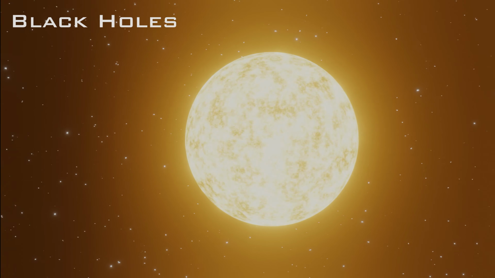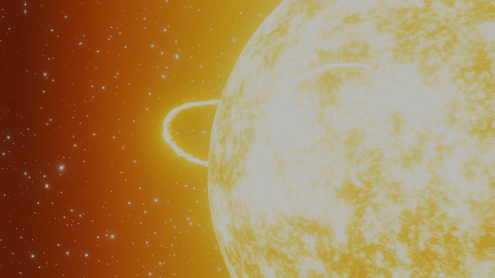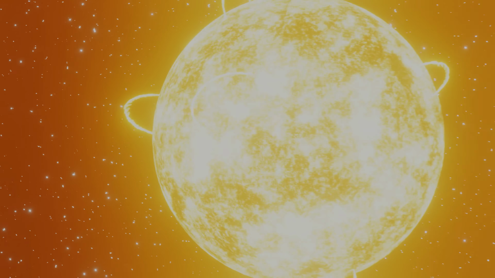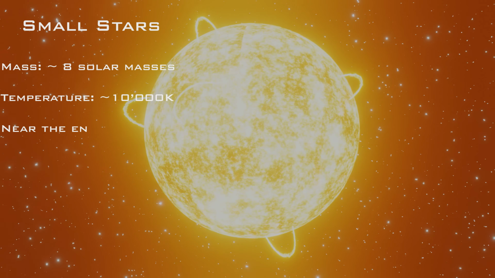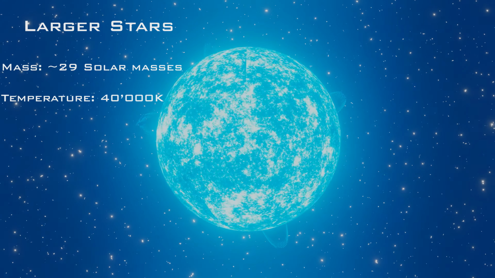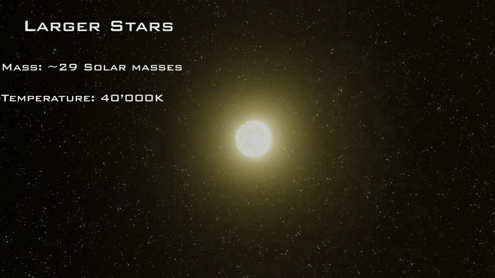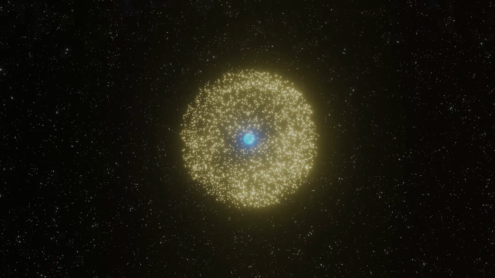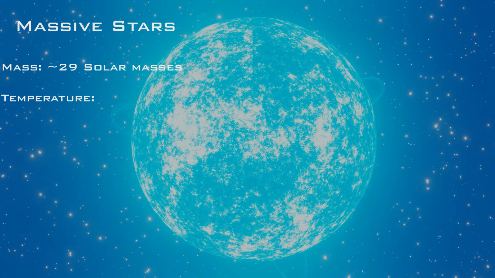Have you ever wondered what happens to a star when it dies? Well, there are actually three possibilities. Small stars slowly shed their layers and turn into white dwarfs, whilst larger stars go supernova and leave a neutron star and matter behind. But what is really interesting is when massive stars die.